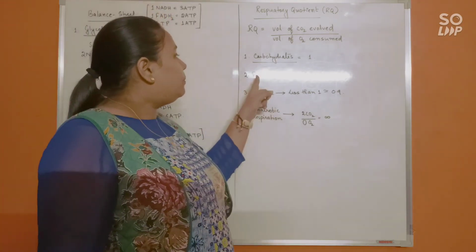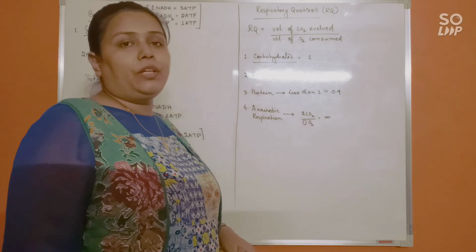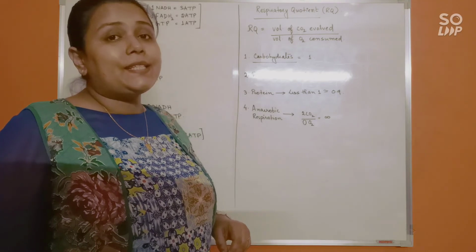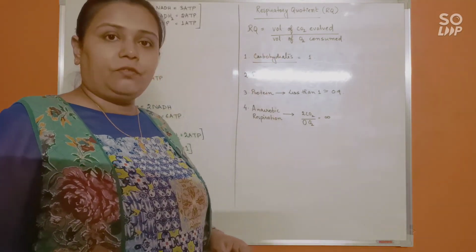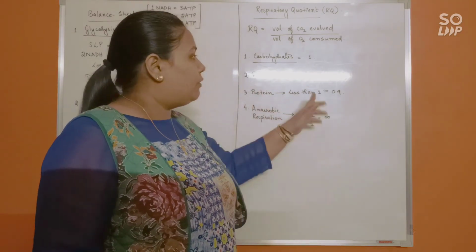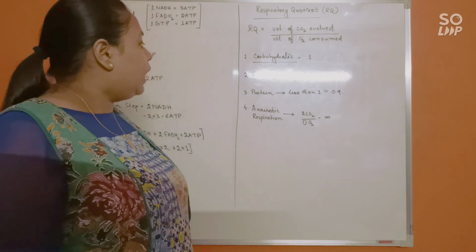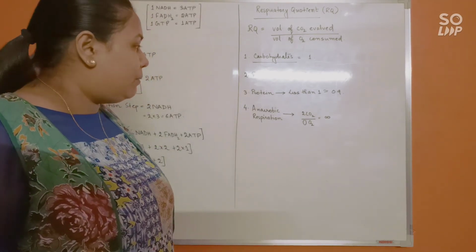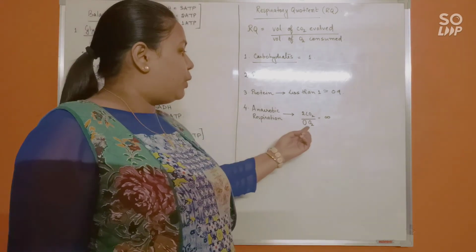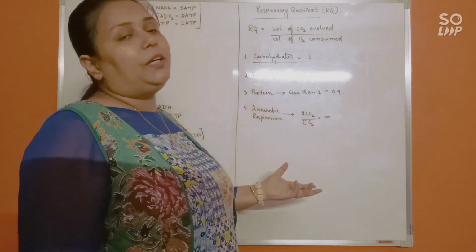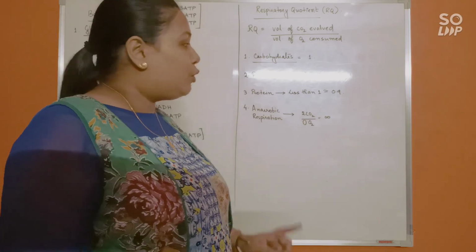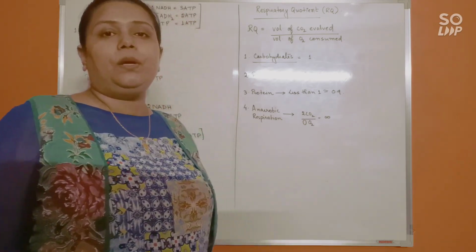Now, followed by fats. For fats, the RQ is always going to be less than 1. Why? Because the amount of carbon dioxide evolved will be less than the amount of oxygen being consumed. Fine. Protein is also going to be less than 1 but almost equivalent to 1, because the value will be around 0.9. But for anaerobic respiration, the most interesting part, oxygen consumed is going to be 0. So no matter how much carbon dioxide is evolved, you divide anything by 0, you get the value to be infinity. So for anaerobic respiration, RQ is going to be infinity.